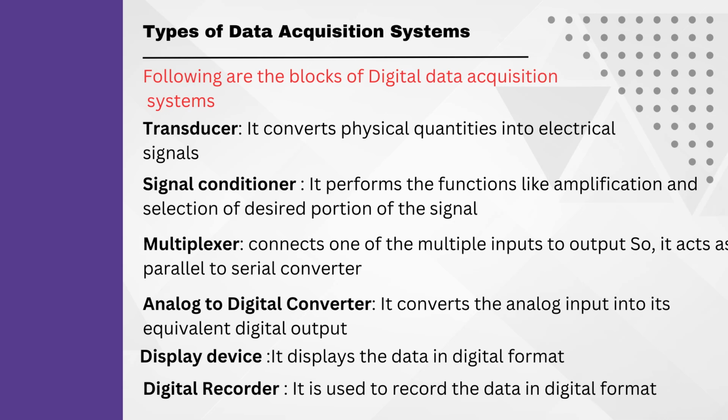The output of the analog to digital converter may be fed to the digital display device for display or to the digital recorders for recording. The same signals may be fed to the digital computer for data reduction or further processing. The display device displays the data in digital format. Digital recorders record the information in digital form.